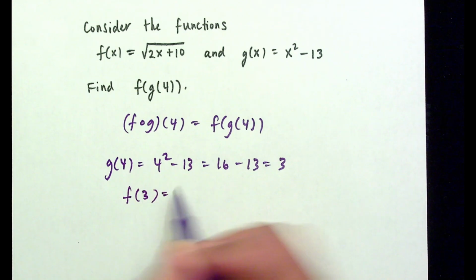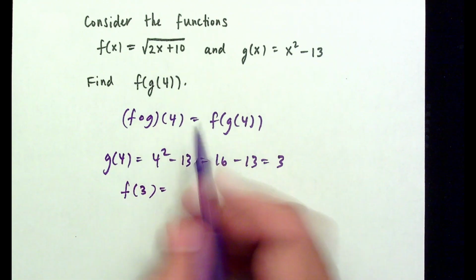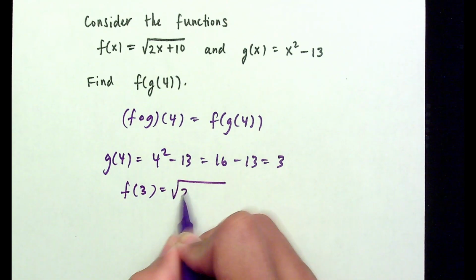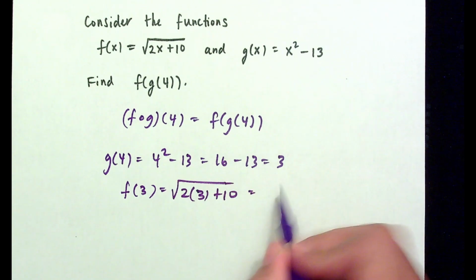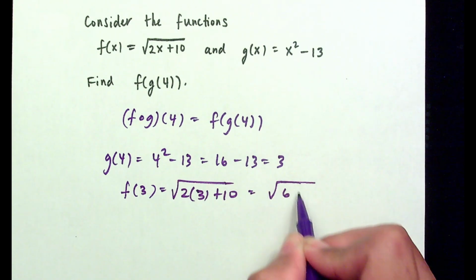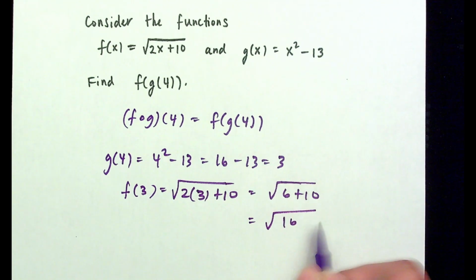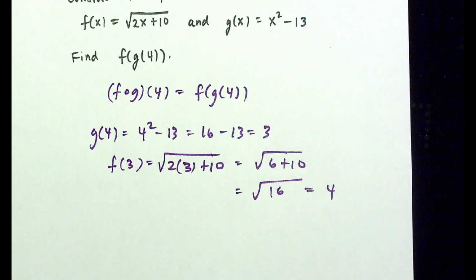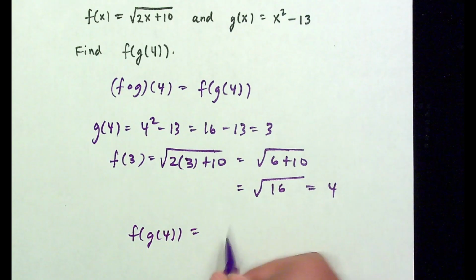Let's plug in 3 in the f. So here's the formula for f, plug in 3 there. Square root of 2 times 3 plus 10. This is the square root of 6 plus 10, which is the square root of 16, which is 4. And that's it. The answer is 4. F of g evaluated at 4 is 4.